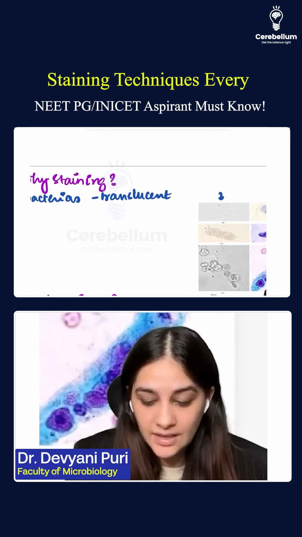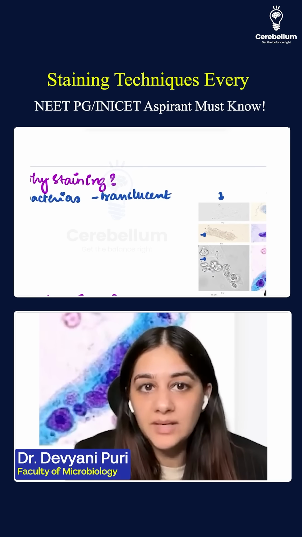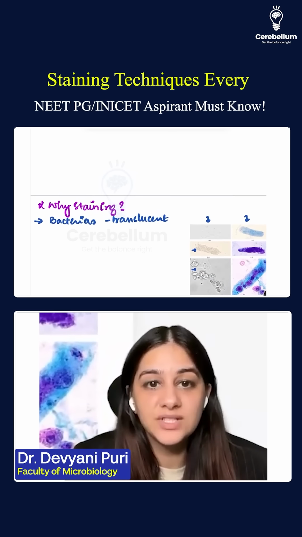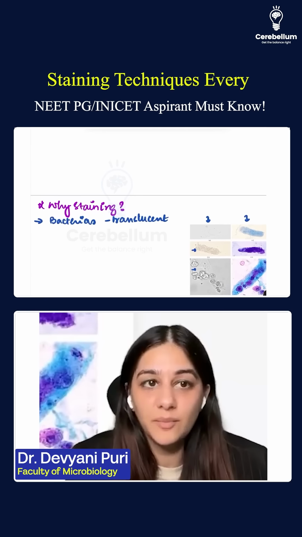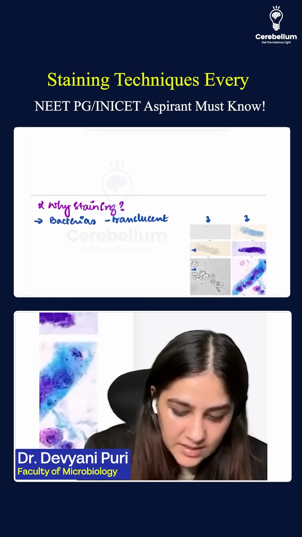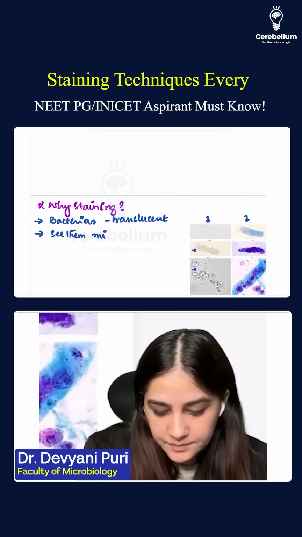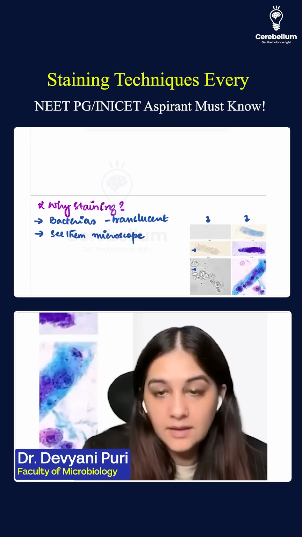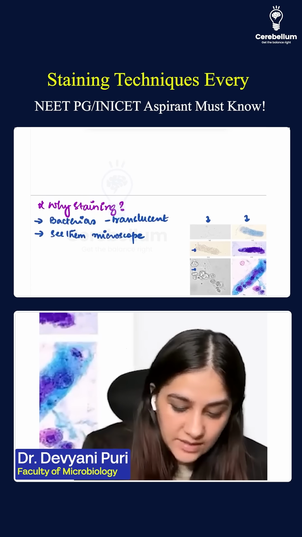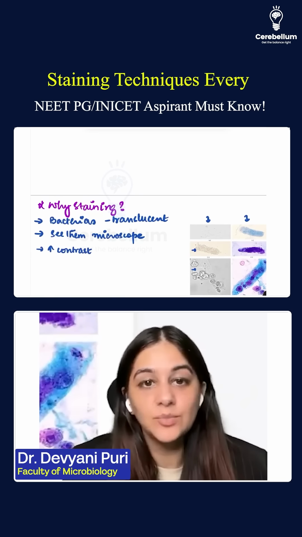All the pictures on the left are the unstained ones, and as soon as I have stained them, how much more properly they are visible. So that is why it is important to stain, because we want to see the structures properly under the microscope. Because bacteria are translucent, staining leads to an increase in the contrast and makes the bacteria more visible.